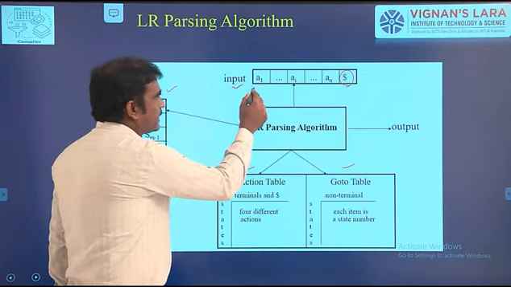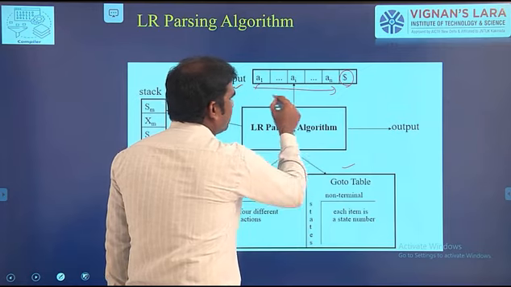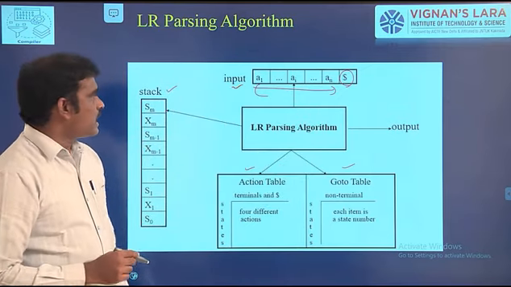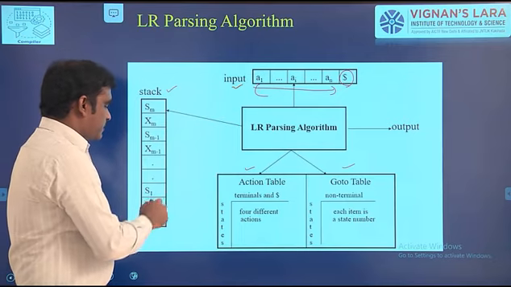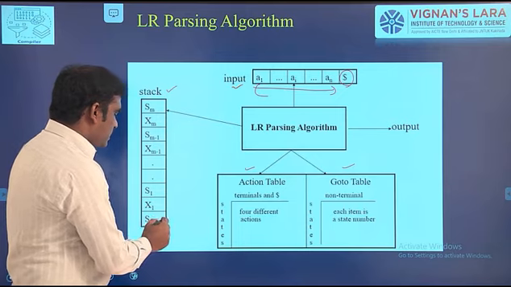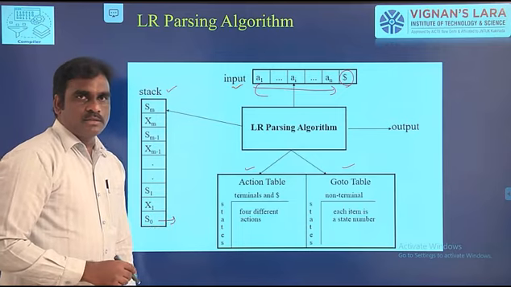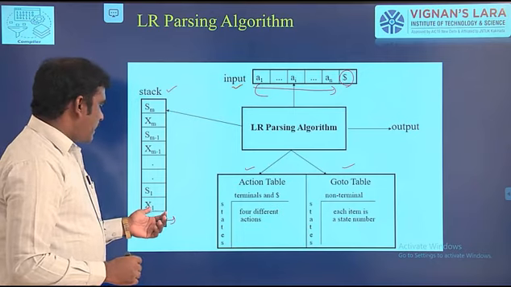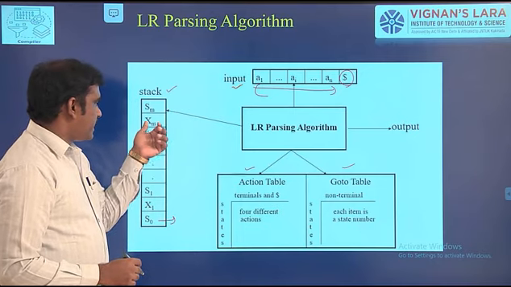So the input we can represent like this: the input string followed by dollar, where dollar is the right end marker. And the next one is the stack. Here the stack symbols start with S0, which is the initial stack symbol, and then X1, up to Xm minus 1, Xm.